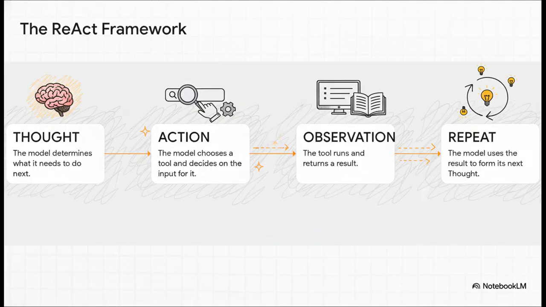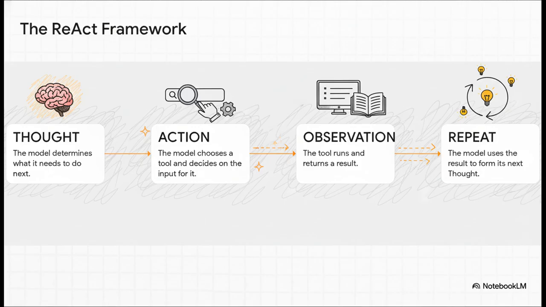Okay, so how does an agent actually think and decide what to do? A really popular framework for this is called ReAct, and it's short for Reason and Act. It's basically a simple loop that just keeps repeating. First, the model has a thought. It thinks, what do I need to figure out next? Then, based on that thought, it chooses an action, like, I'm going to use the search tool to look up this term. After it takes the action, it gets an observation back.